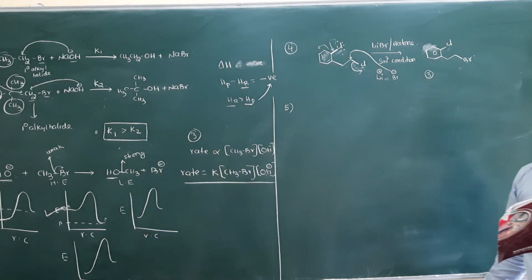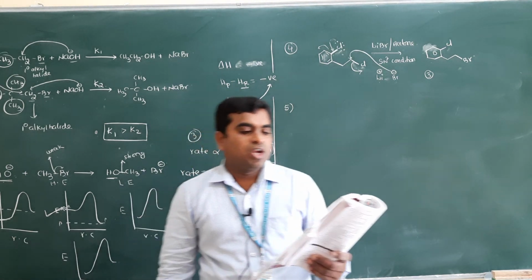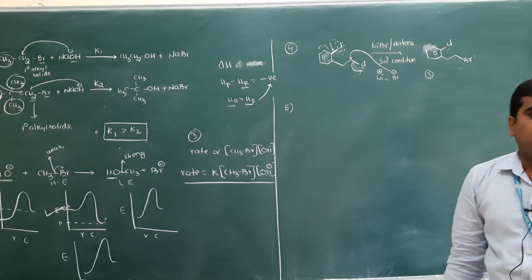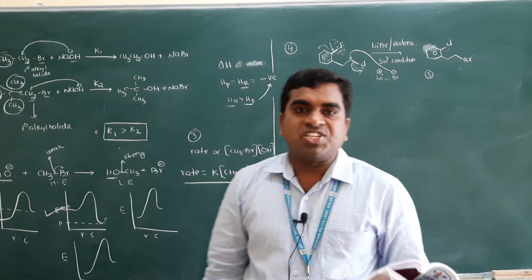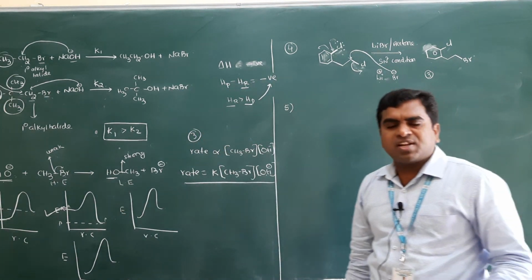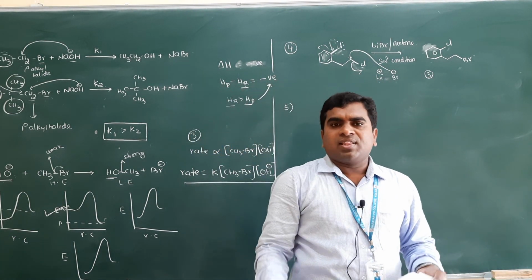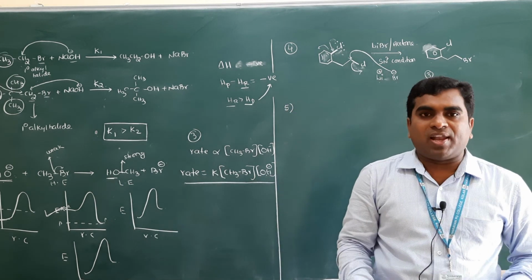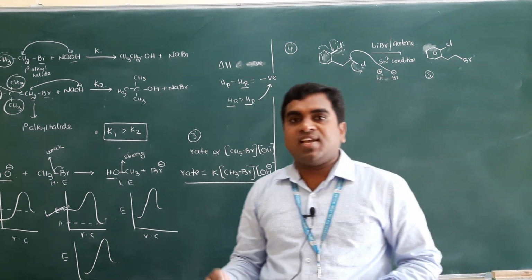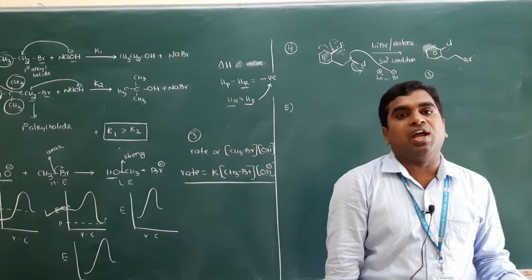Under identical conditions, solvolysis of which of the following substrates would lead to the maximum racemization? Maximum racemization. Clear? So you know that they have given solvolysis. I already mentioned, what is meant by solvolysis? The solvent acts as a nucleophile. Those types of reactions we call solvolysis reactions. In the reaction, the solvent itself acts as a nucleophile.